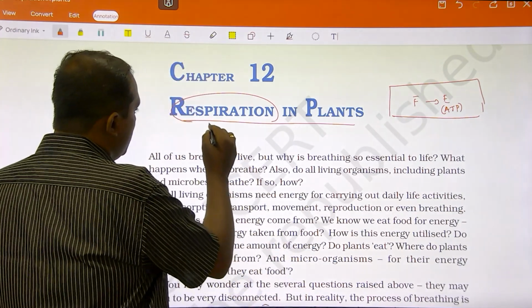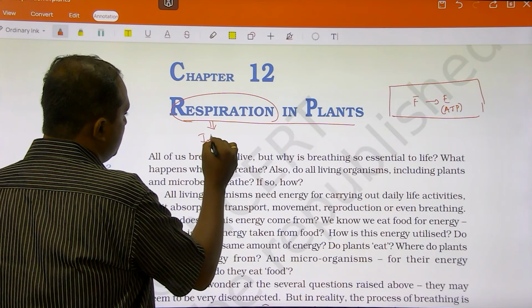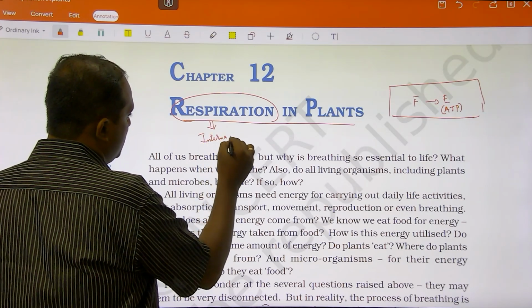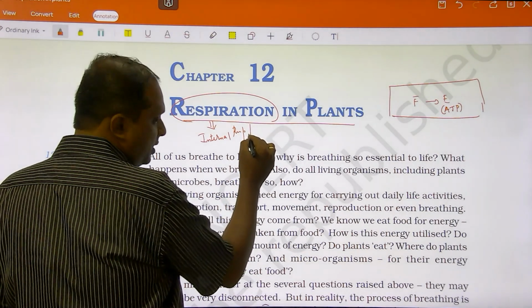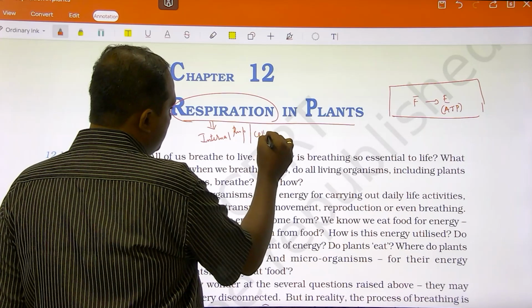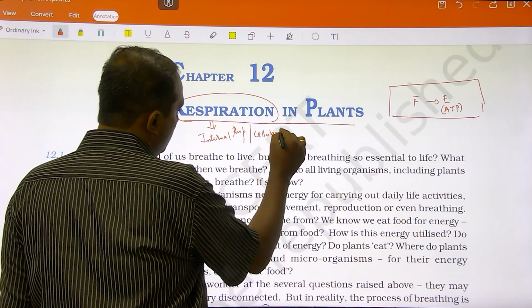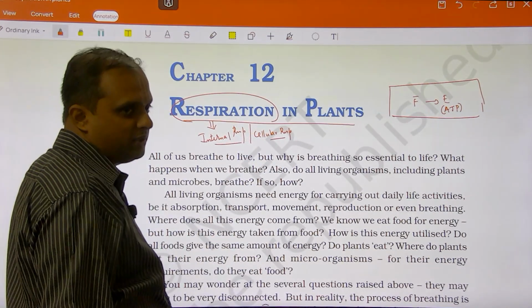So which is respiration, which is also otherwise referred to as internal respiration. What is the other name of it? Cellular. Since it is going to happen inside the cell, it is also called cellular respiration. You get this point? Internal or cellular respiration.